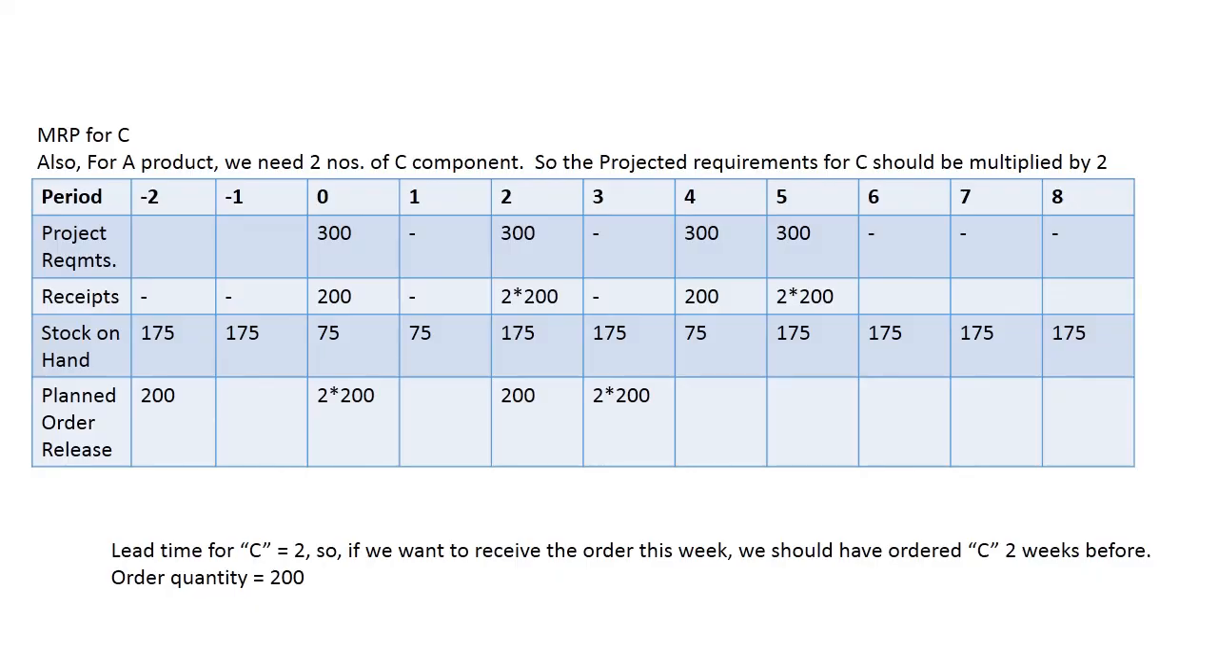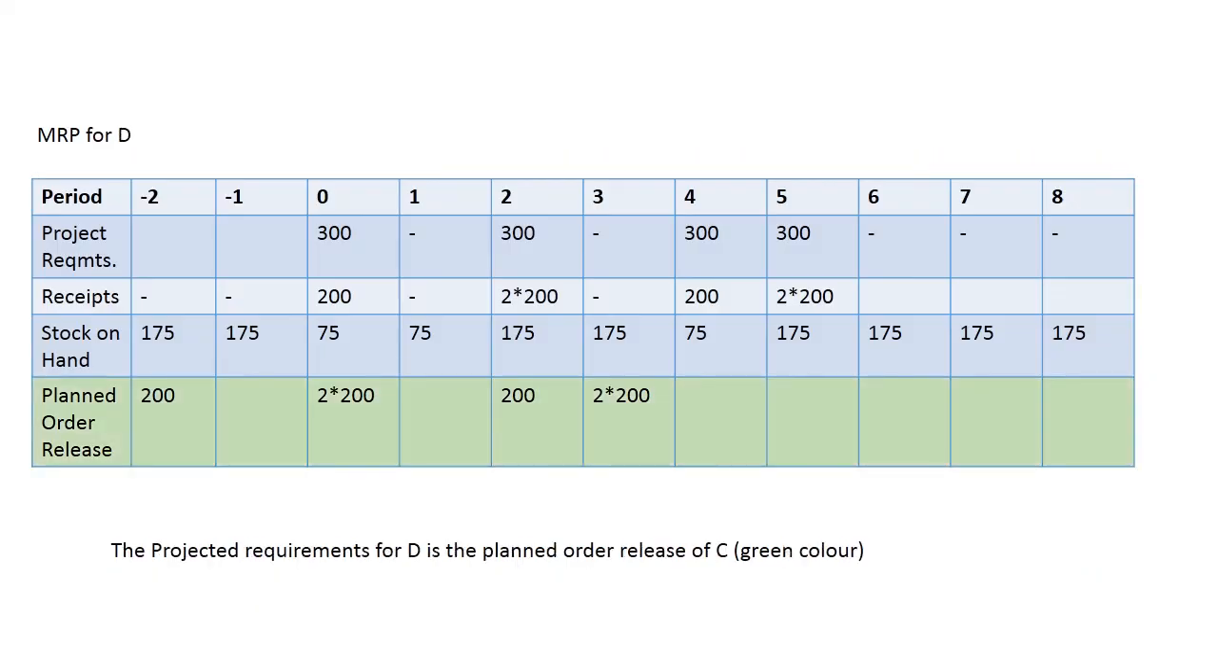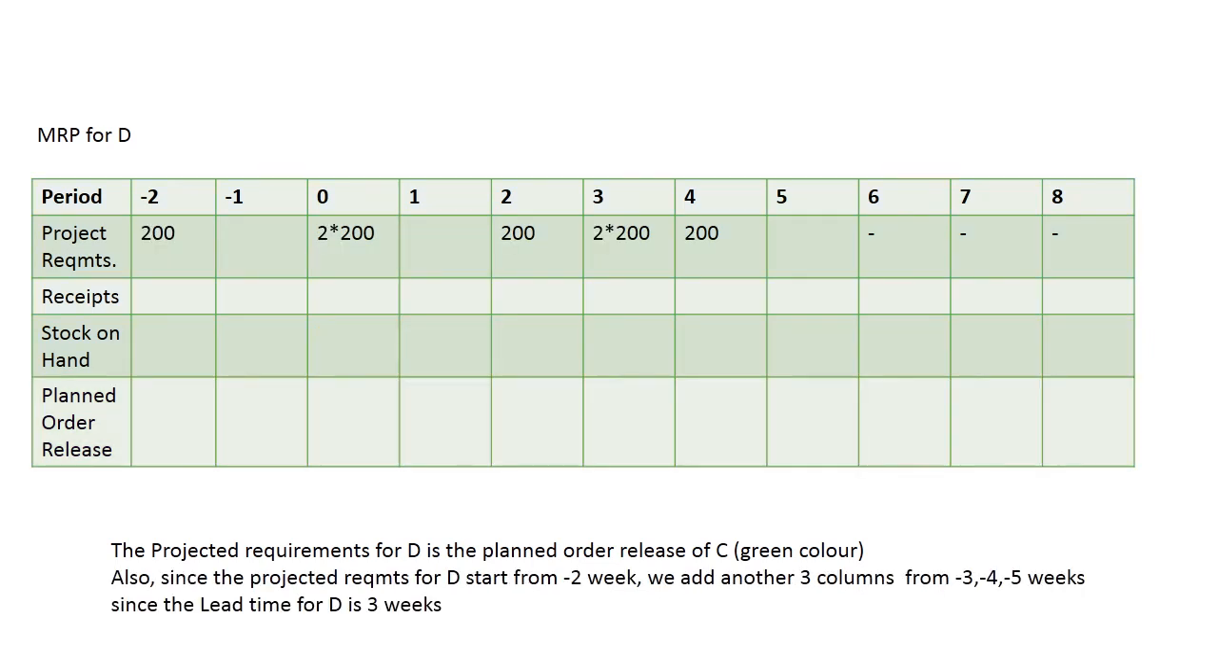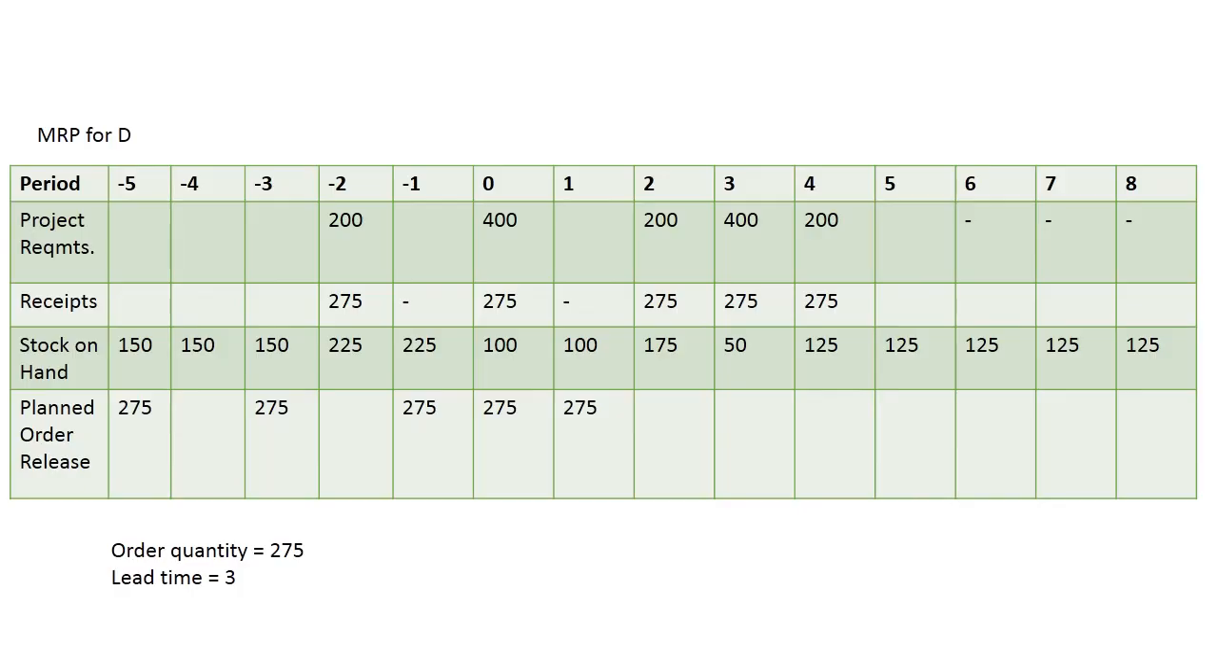Now this planned order release is the master production schedule for D, and we'll take it as the projected requirements for D, and the lead time is again 3 weeks here. So we go columns prior, so -3, -4 and -5.